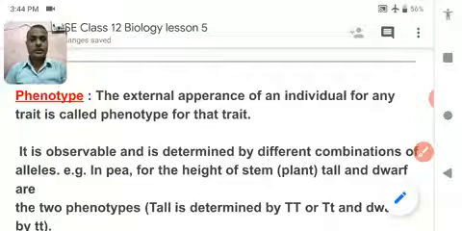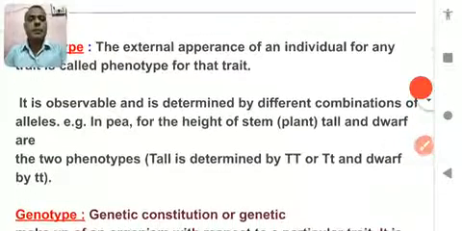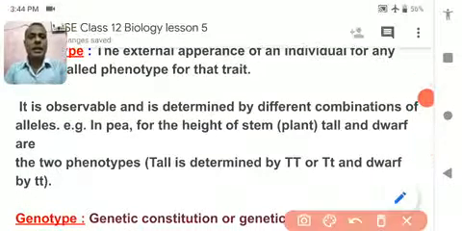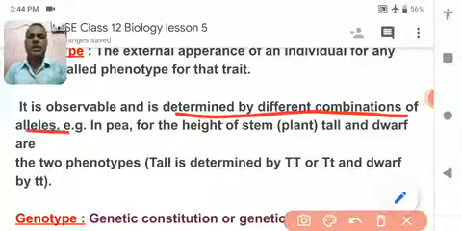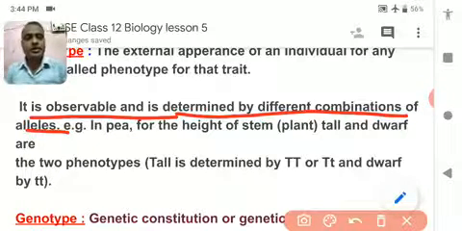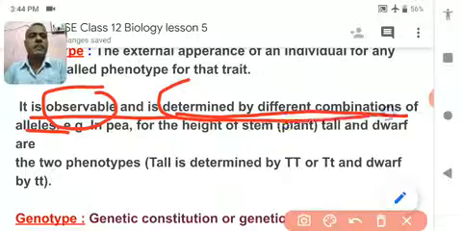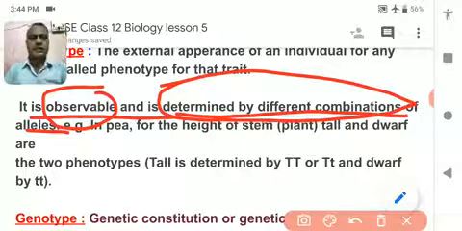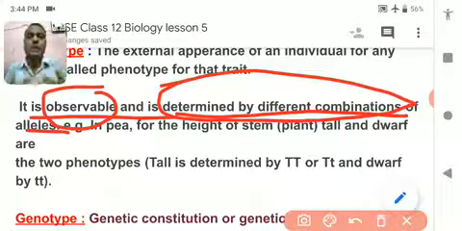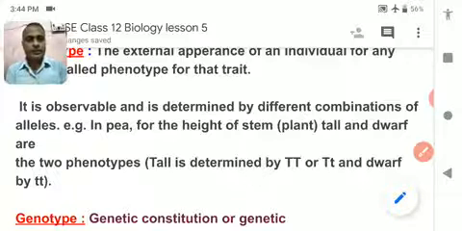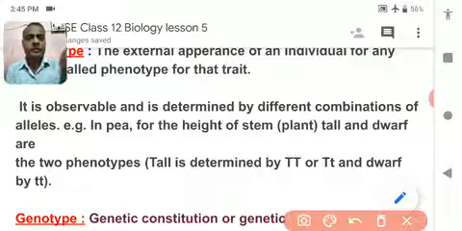I think you understood. So it is observable and determined by different combinations of allele. We are able to observe it. Different kinds of allele may be present to show that particular kind of character. Suppose, it is already written over here.